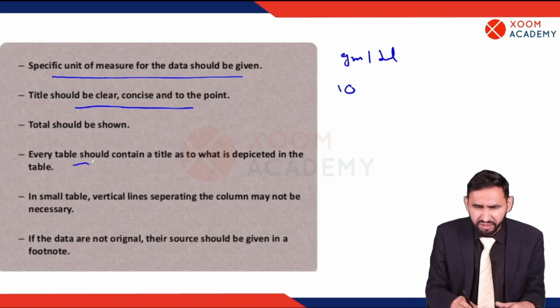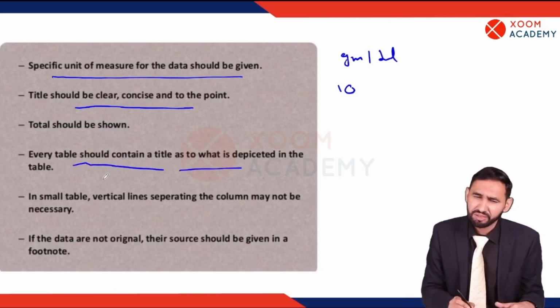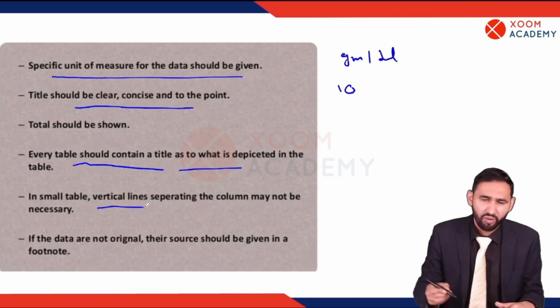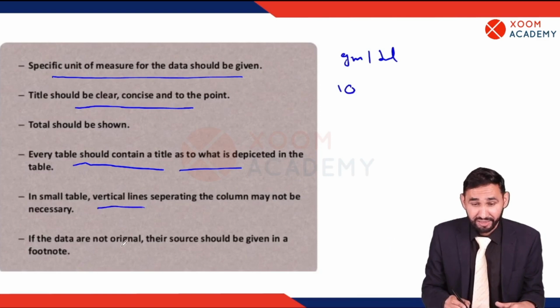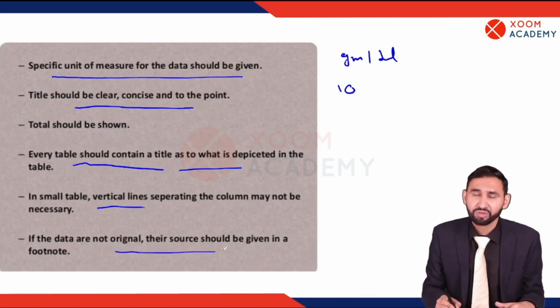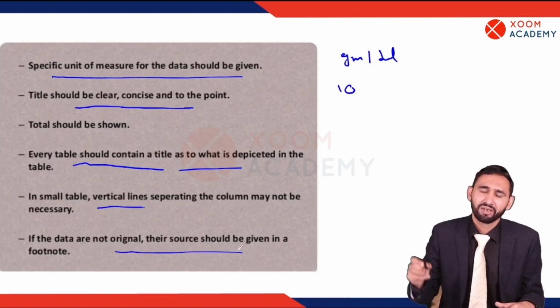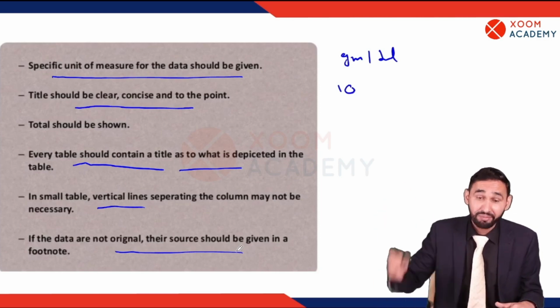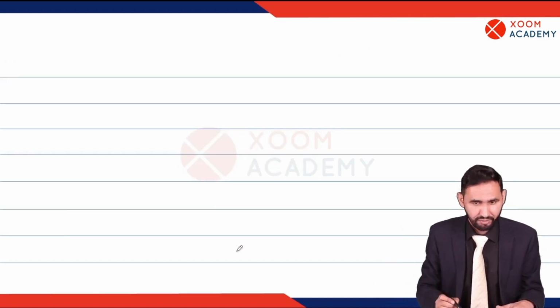Every table should contain a title as to what is depicted. The table should be descriptive. There should be a small table, there should be vertical lines, there are horizontal lines, and if data is not original, the source should be given. Like we are obtaining data from an indirect source, we are obtaining data from the NADRA office, we are obtaining data from the passport office. So we should mention the source. This means reference should be given.